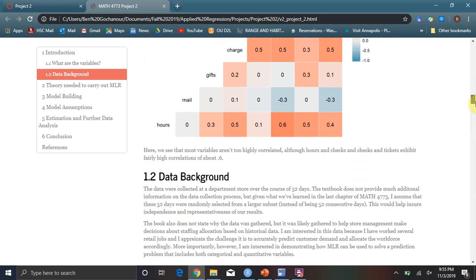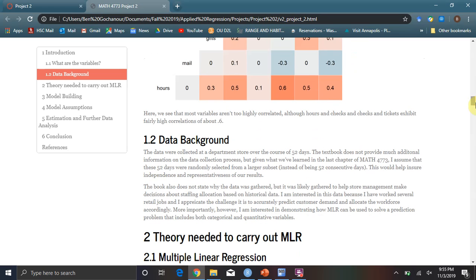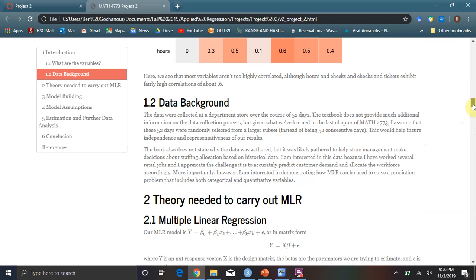I also give a background on the data. The book doesn't provide much information, but I assume that the days were randomly selected instead of 52 consecutive days to allow for independence, as we assume with our model.